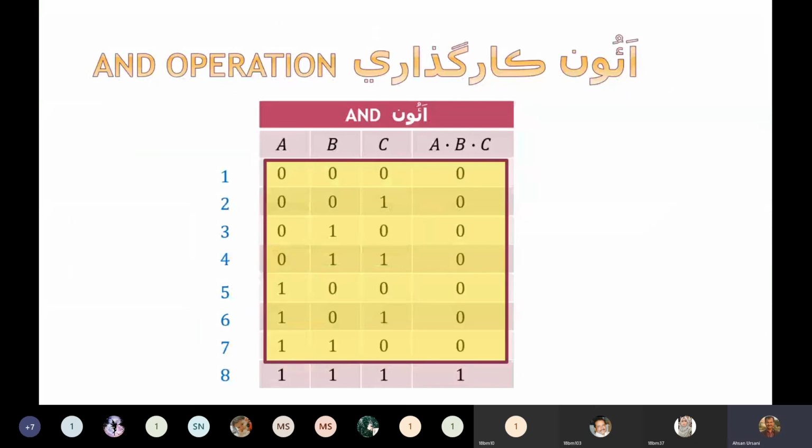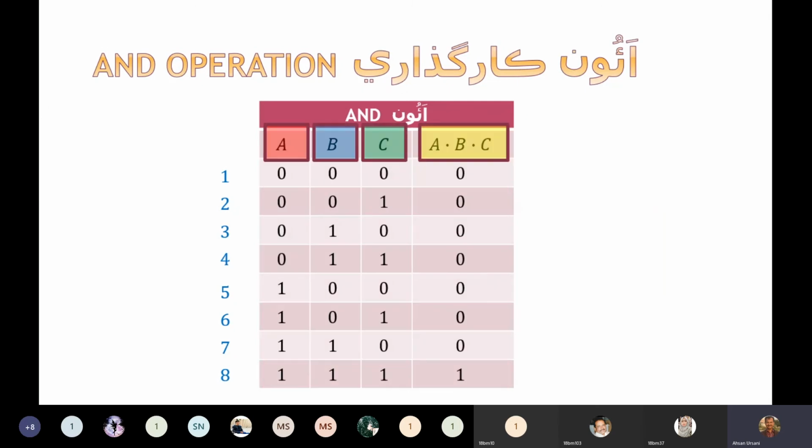Similarly, this is the truth table with three operands. Truth table of AND operation. But here also it is the same: first you will perform the AND operation between A and B. The result will end up in C, and then you get A and B and C.